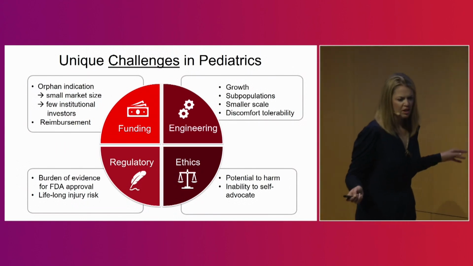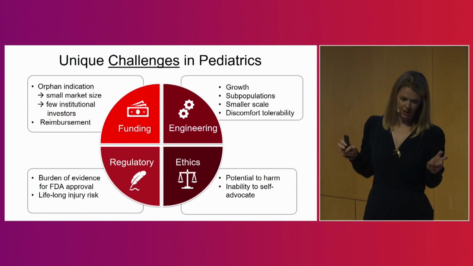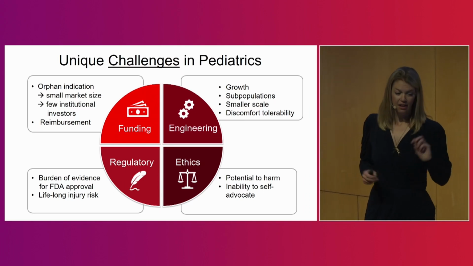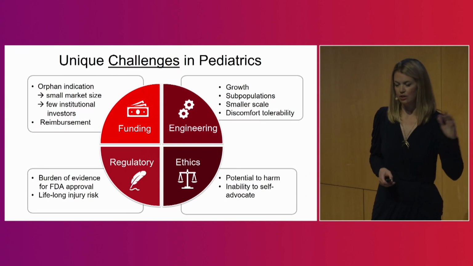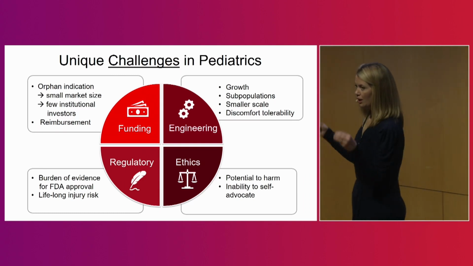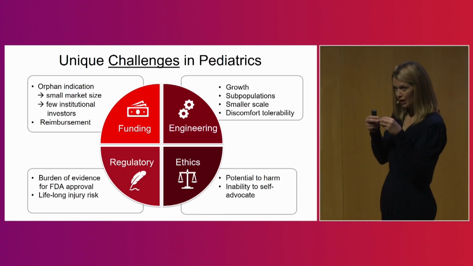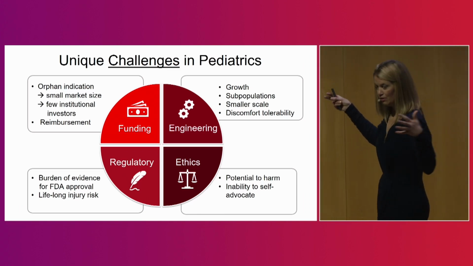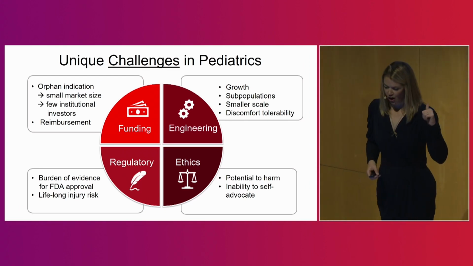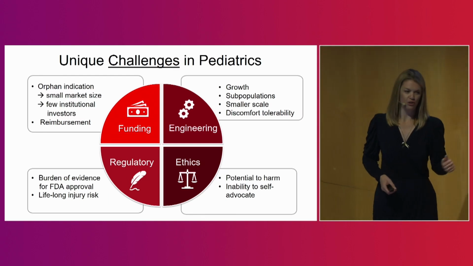So people talk about the small market size. We don't talk about small market size. It's a smaller market size. There are few institutional investors. I already told you about reimbursement. It's actually hard to engineer things for little people who might be 500 grams and then grow up to 70 kilo adults. It is hard to deal with ethics, potential to harm them.